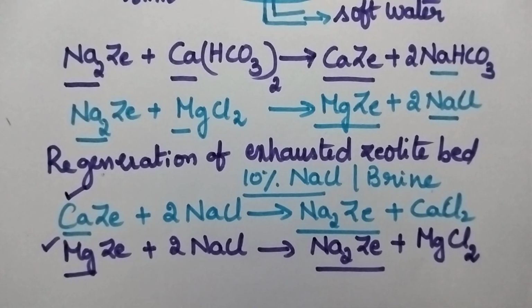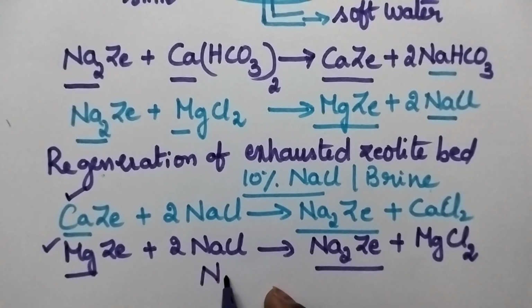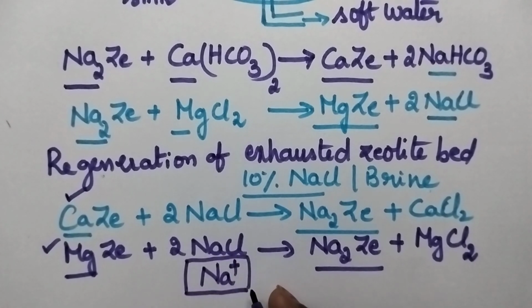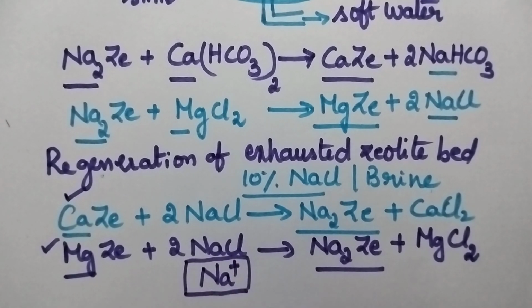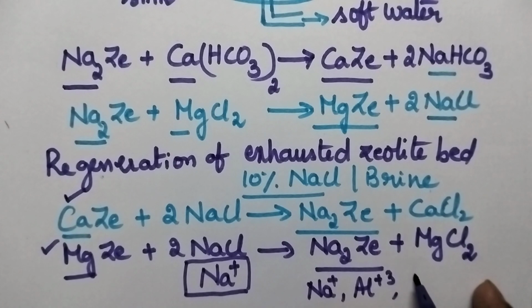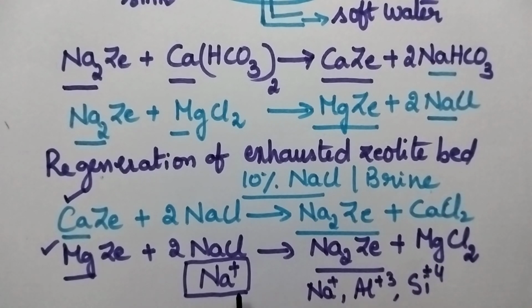And always remember one fact: the exhausted zeolite bed will not contain sodium ions. So in general, the zeolite bed contains sodium ions, aluminum ions, and silica ions, whereas the exhausted zeolite bed will not contain sodium ions. So coming to the advantages of this zeolite process.